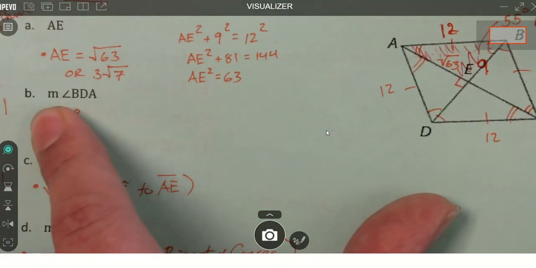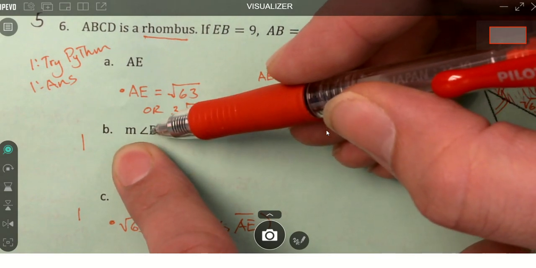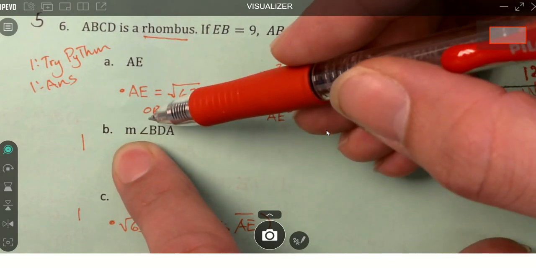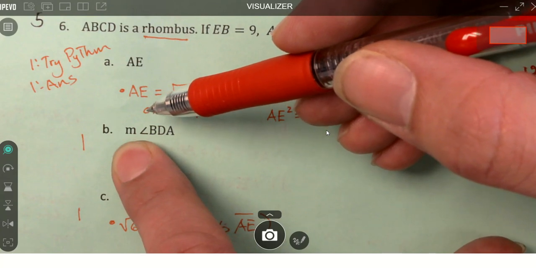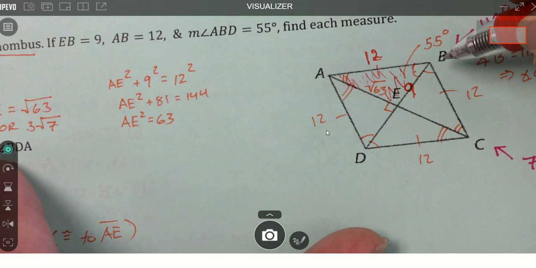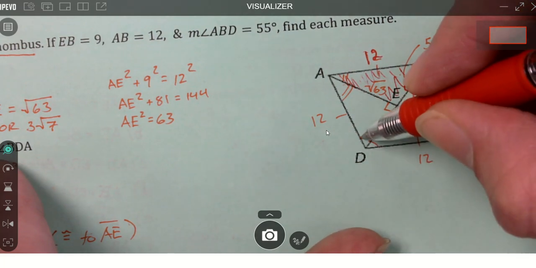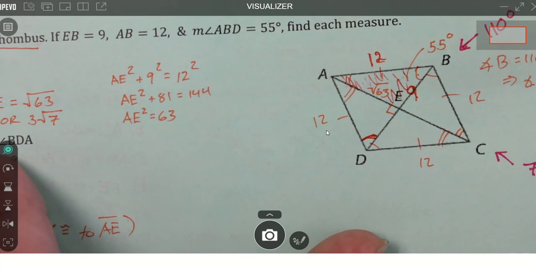Okay, measure of, what does this say? Measure of angle. Now, that means I need an answer with degrees. It's an angle. So let's find B to D to A. B to D to A is right here. Now we'll go back to the other theorems. What do I know the diagonals of a rhombus do to those angles?